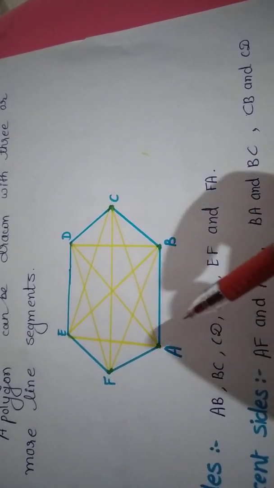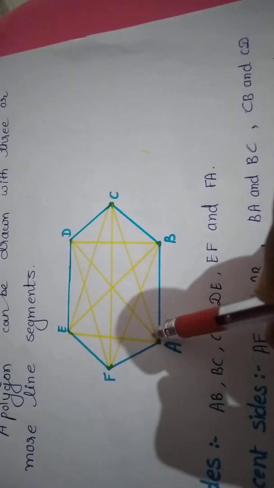How many sides does it have? 1, 2, 3, 4, 5 and 6. So this is a polygon having 6 sides. It also has 6 angles: angle A, angle B, angle C, angle D, angle E and angle F. And the sides are side AB, side BC, side CD, side DE and side EF.